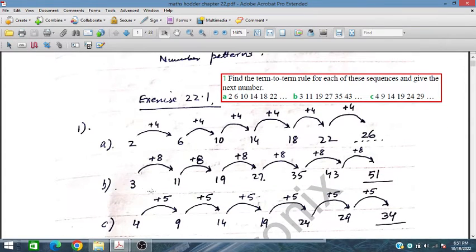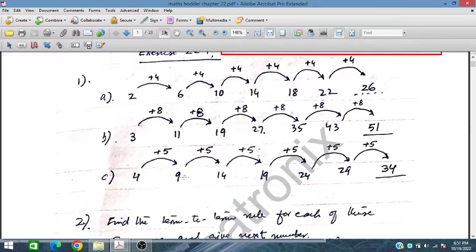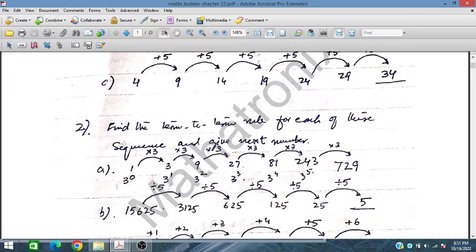Secondly, for the last one, we have 4 to 9 and 9 to 15. So we are adding this difference each time to get the next number, and this is the next number that was required. Now the second question, the term-to-term rule for this one.